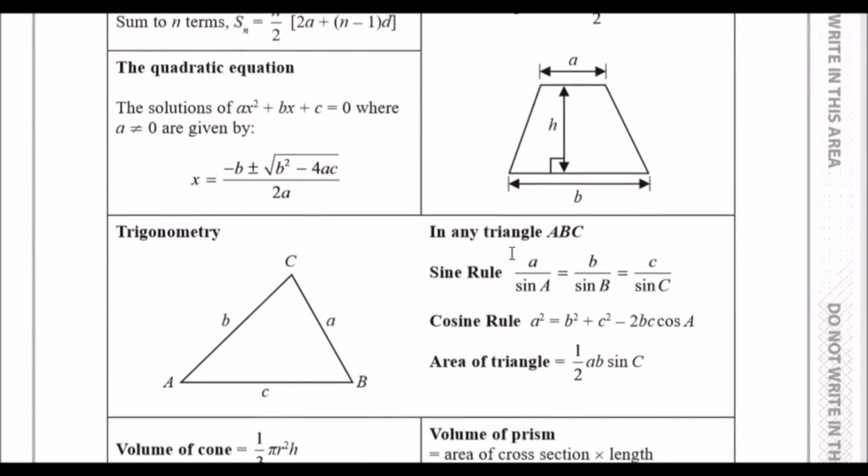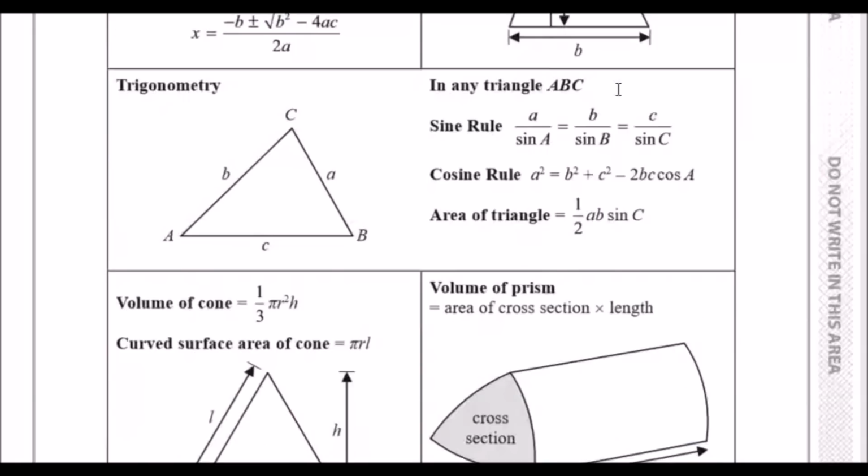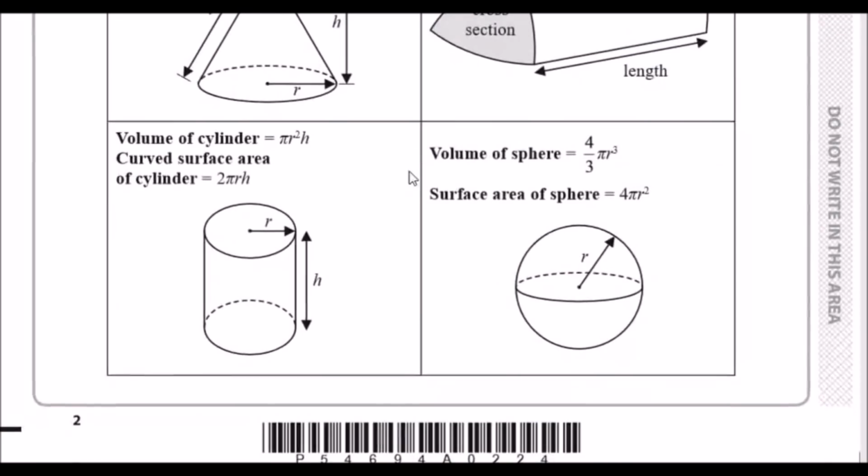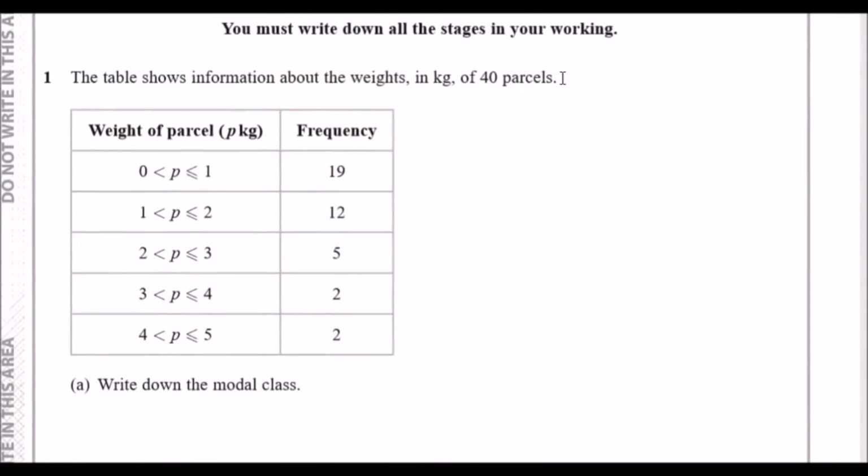You know, we've got trigonometry. They give you triangle properties, quadratic formula, all the important stuff, yeah? They don't give you area and circle stuff, but don't worry, we'll put that as we go. Anyway, without further ado, we've got 20 questions and let's crack on.